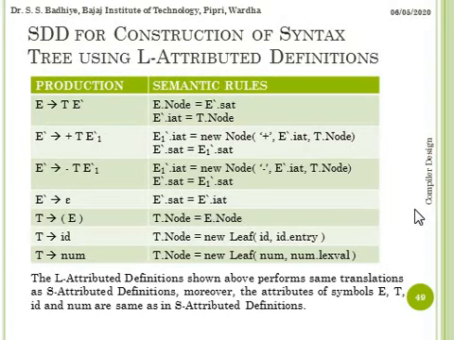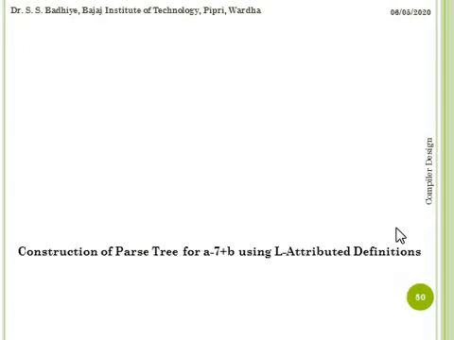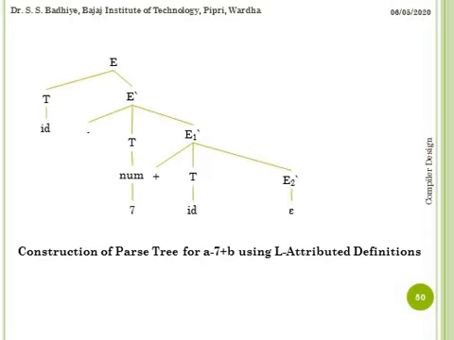Okay, so let's move further and see construction of the parse tree for a minus 7 plus b using the L attributed definition. So consider the following dependency graph for the given expression, right? So here what will happen? First, the first node will be created, ID, and the node that will be created is T node, which will get the value of ID, right?